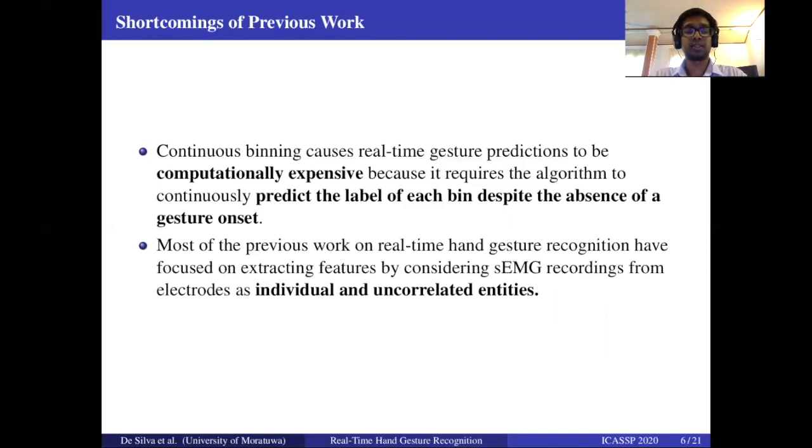And the second shortcoming is that most of the previous work on real-time hand gesture recognition has focused on extracting the features by considering sEMG recordings from the electrodes as individual and uncorrelated entities. And we hope that if you look into the mutual aspects and the correlated aspects of these channels, you might be able to glean some more information about the hand gestures.